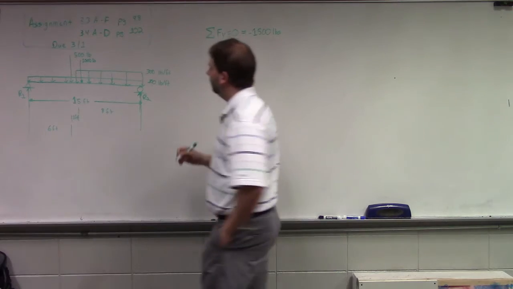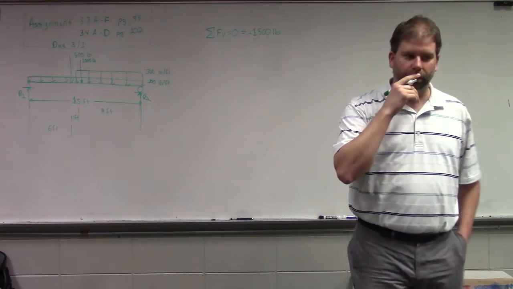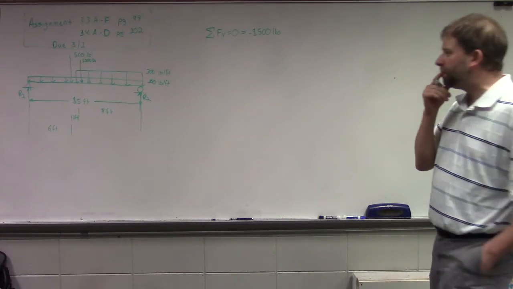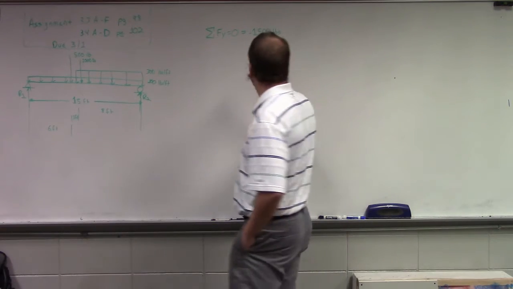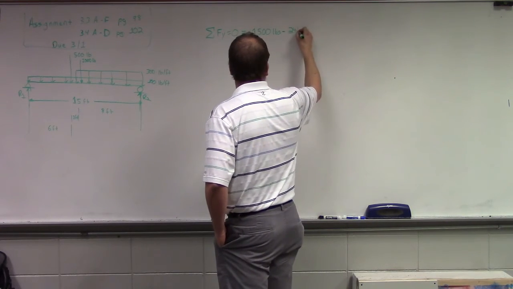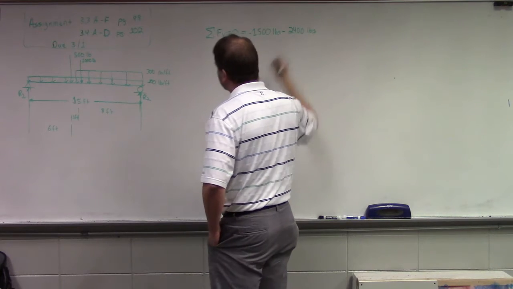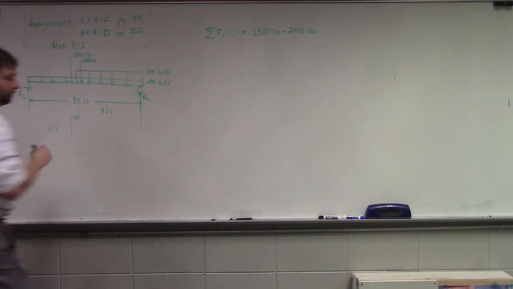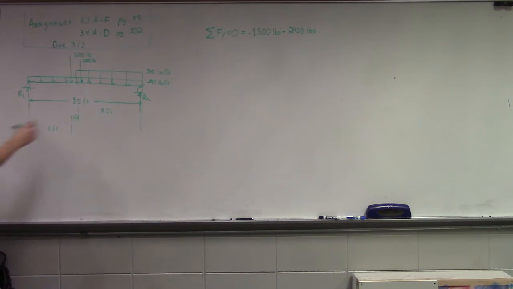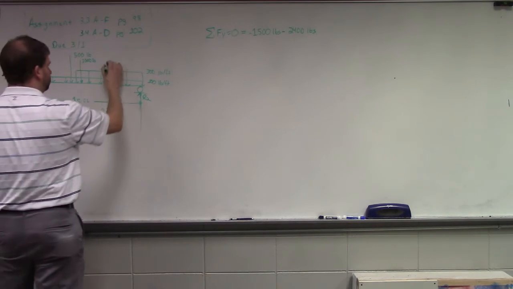And what about our distributed load that's 300 pounds per foot? 2,400. And where is it located? 4 feet from R2, right? So 11.